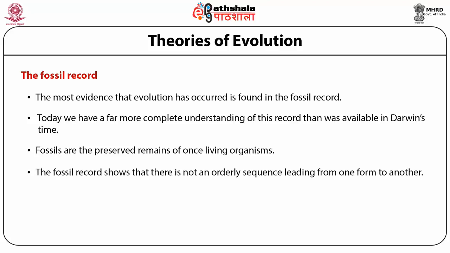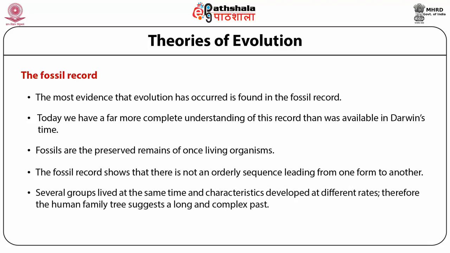The fossil records show that there is not an orderly sequence leading from one form to another. Several groups lived at the same time and characteristics developed at different rates. Therefore, the human family tree suggests a long and complex past. Fossils from several early Australopithecus species that lived between 4 million and 2 million years ago clearly demonstrate a variety of adaptations that mark the transition from ape to human.